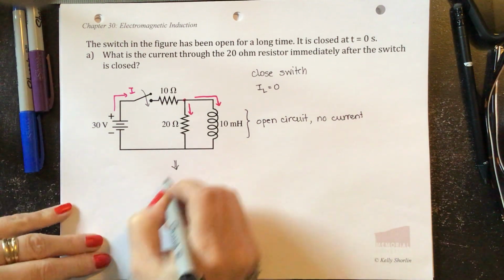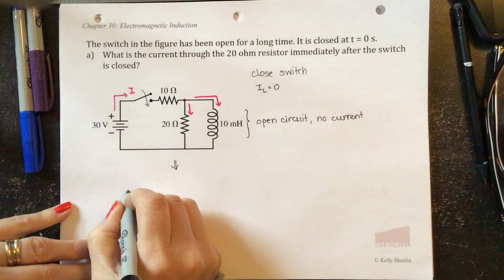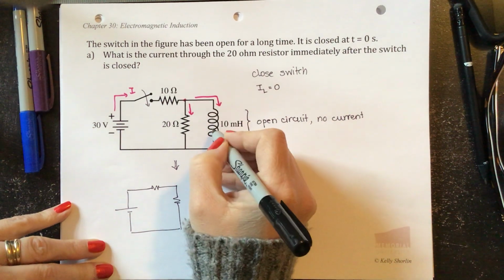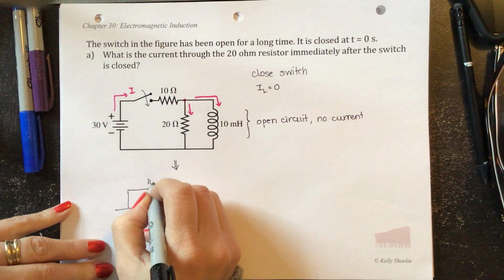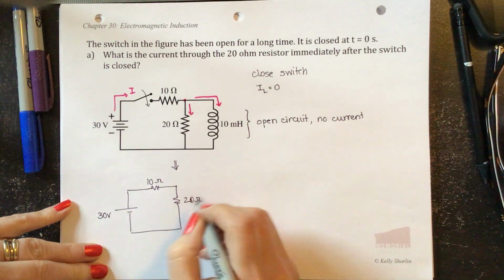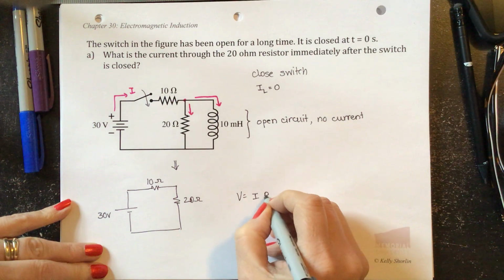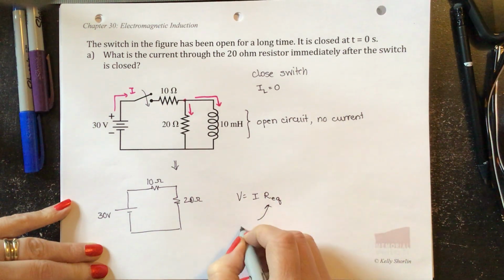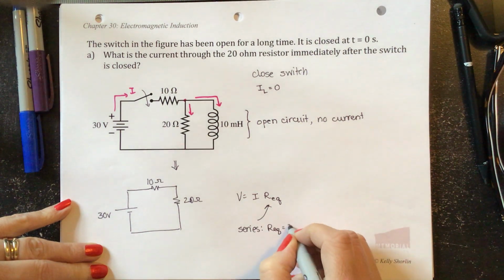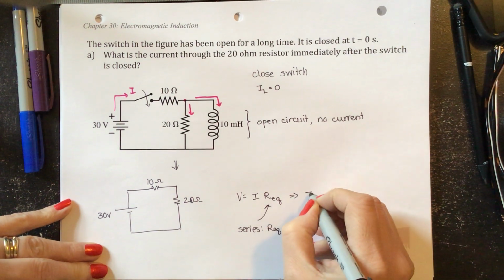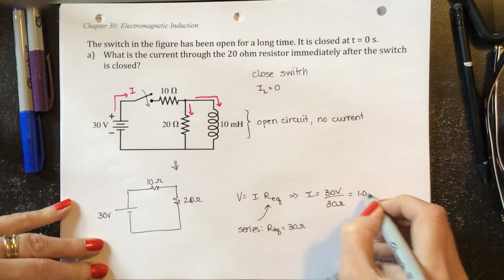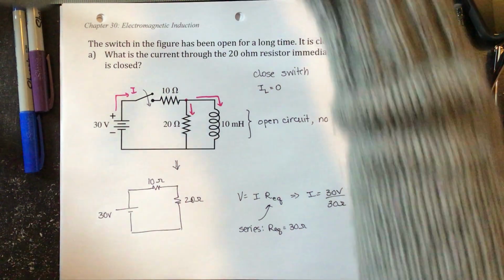So that means that our circuit, as soon as the switch is closed, has our 10 ohm resistor and our 20 ohm resistor, and nothing is happening in this branch, so we wouldn't really need to draw that at all in an equivalent circuit. And then we can say that our potential is V equals I times R equivalent. That would be a series equivalent. R equivalent would be 10 plus 20 equals 30 ohms. So I is the potential, 30 volts, divided by the equivalent resistance, 30 ohms, equals 1 amp. Okay, so that's what happens at the very beginning.